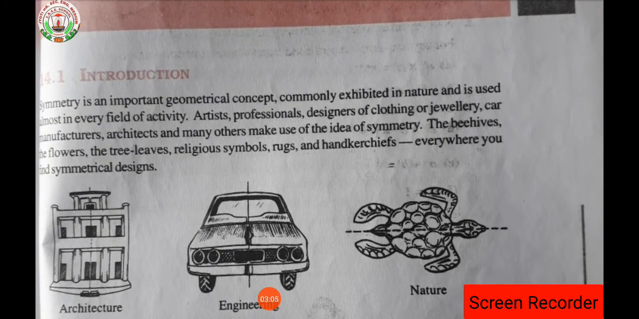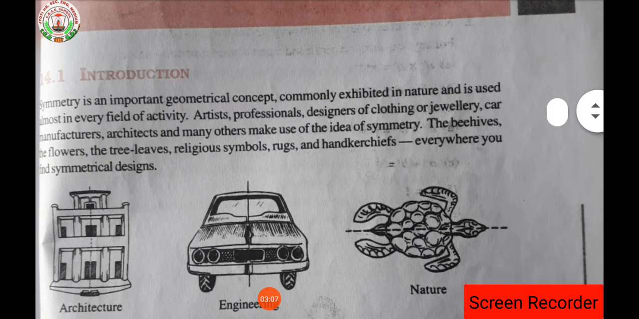Suppose we are having an example of a car. The car is divided into two equal parts. Identical parts means as the first part looks, in the same way the second part looks as it is. One looks exactly like the other, that is called symmetrical.